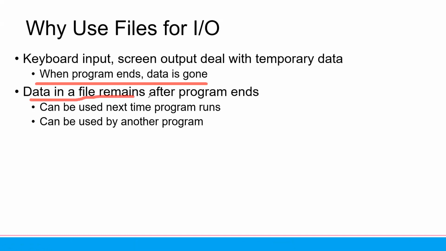Data in a file remains after the program ends. So if you use a file, then you can keep the data. The data remains after the program ends. It can be used the next time you run the program again, or it can be used by another program.